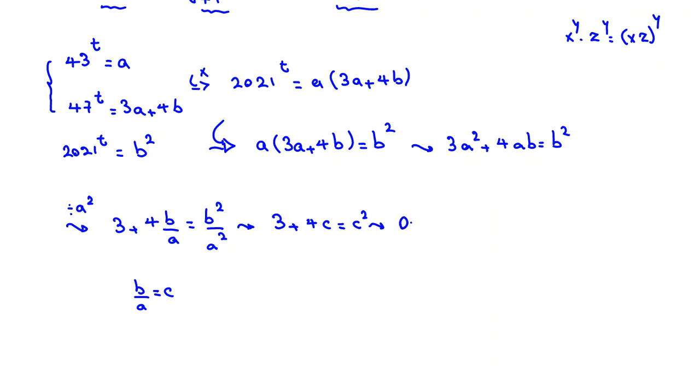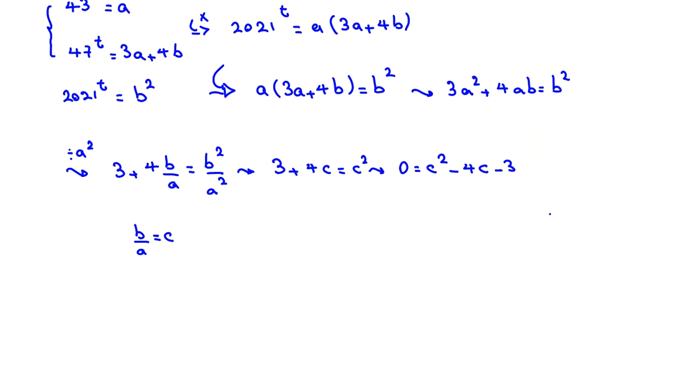So we can say 0, we take all things to the right-hand side: c squared minus 4c minus 3 equals 0. Now for solving this, you should know the quadratic formula: for ax squared plus bx plus c equal to 0, x equals negative b plus or minus the square root of b squared minus 4ac, all over 2a. So you should memorize it.